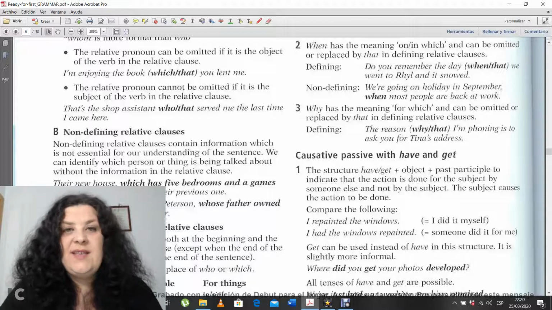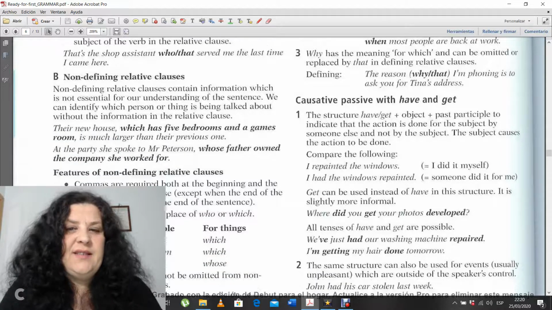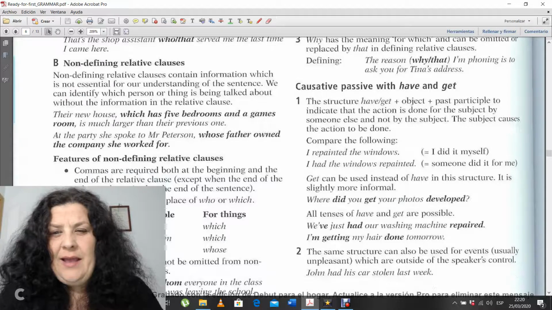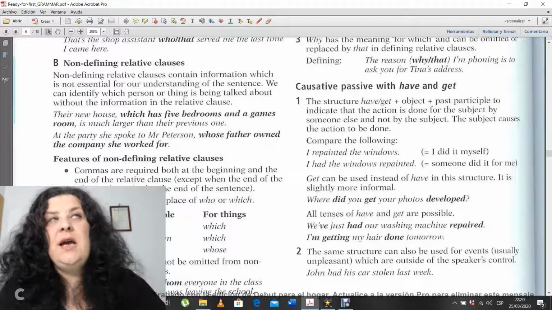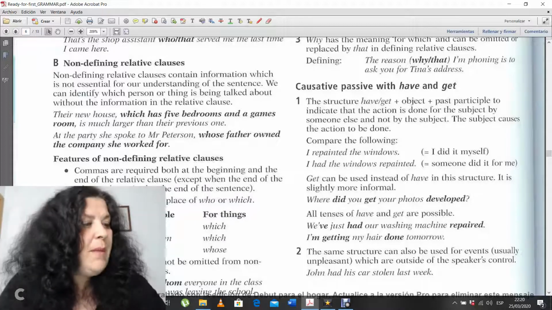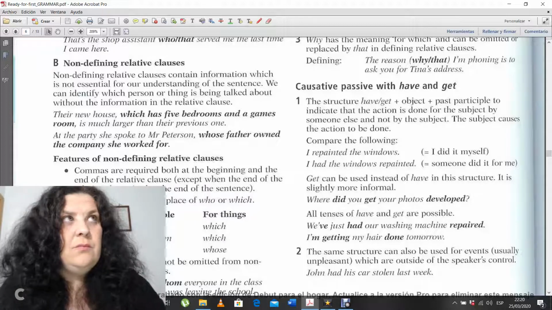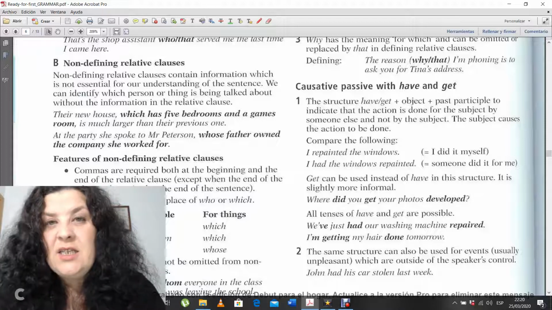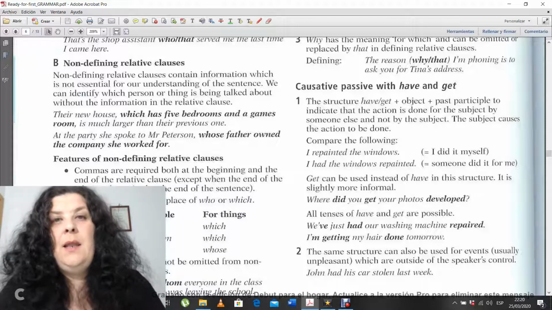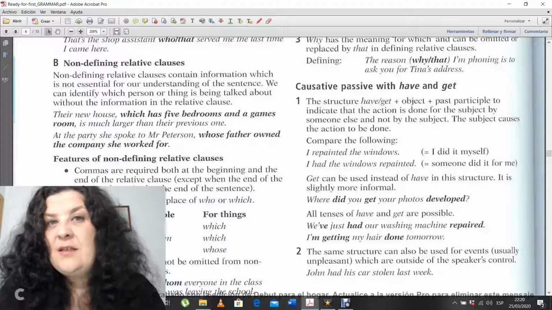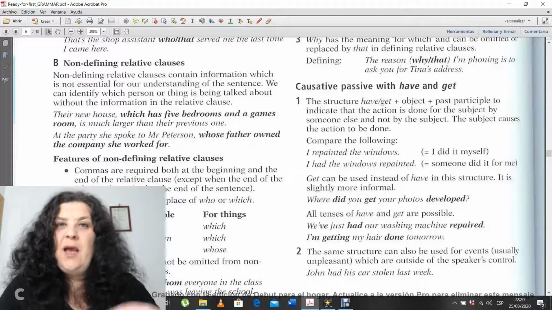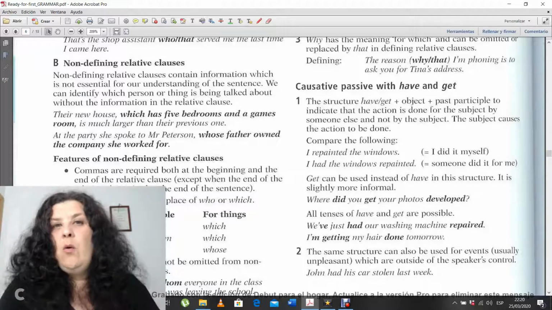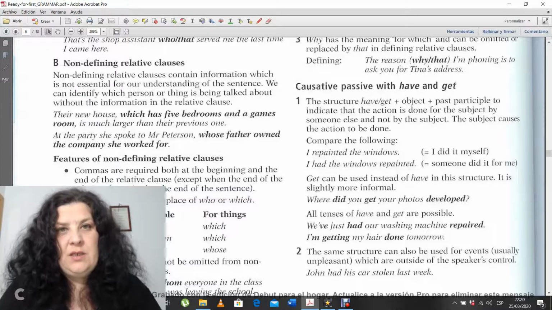Now we are going to the second part of the unit, which is like the causative, with have and get. Well, in Spanish, if we want to say that maybe our house has been painted, we will say something like pinté la casa la semana pasada. And we don't really know if you painted the house yourself or you paid someone else to paint it for you. But in English, it's different, right?